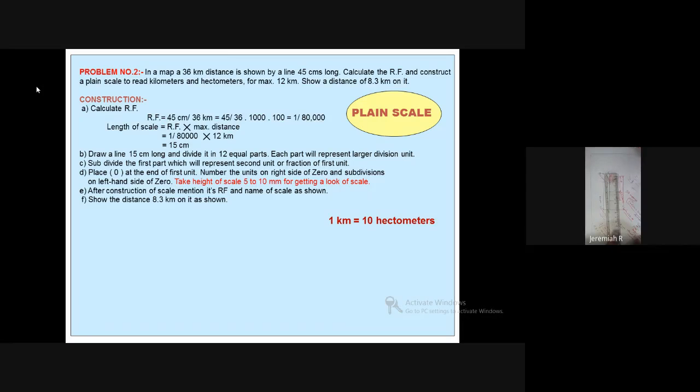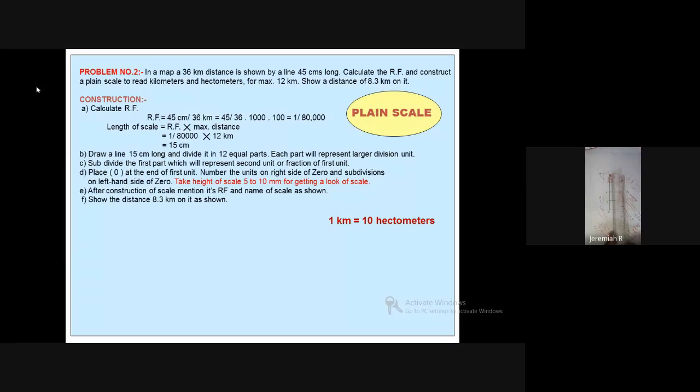Next, the second division: 1 kilometer is 10 hectometers. We have to mark a distance of 8.3 kilometer. If it were 8, you could mark it directly, but it is 8.3. So we have to divide the second division into 10 subdivisions. Why am I dividing into 10? Because 1 kilometer is 10 hectometers.